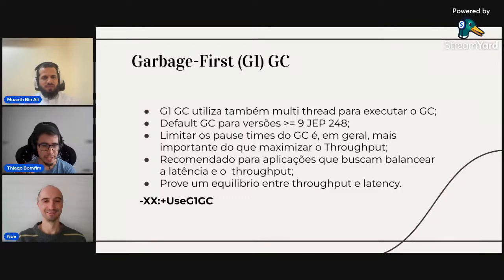So the GC, why G1? It's the default now because it provides throughput and latency. It works well with both, and it's also recommended for applications that want a balance between them. This is the reason why it's the default, because latency may be more important than just throughput.